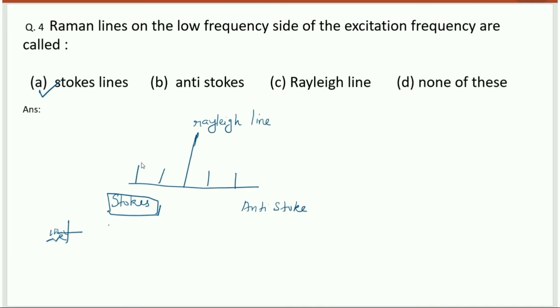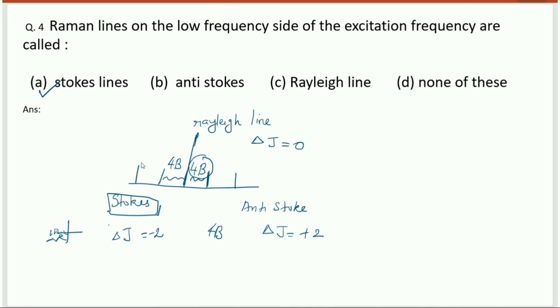One more thing: the Rayleigh line and the first Stokes line are separated by a distance of 4B. So the lines are separated by a distance of 4B. In Stokes lines, delta J equals -2, in anti-Stokes delta J equals +2, and for the Rayleigh line delta J equals 0.